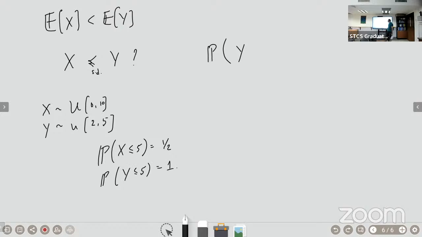But what do you want? You want X's mean to be larger than Y's mean. But E of Y is not greater, right? It's actually smaller. This is not a counterexample. Take small x equal to 2, for Y it is 0.